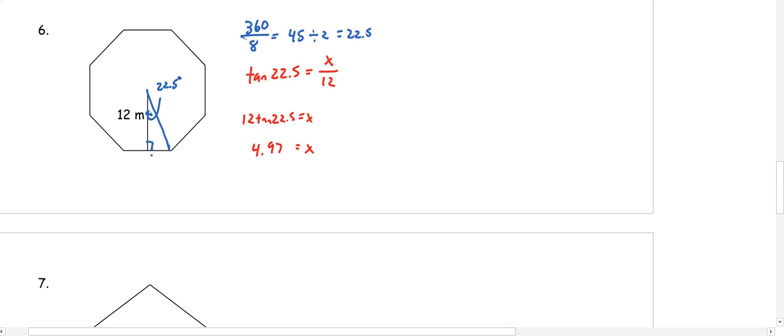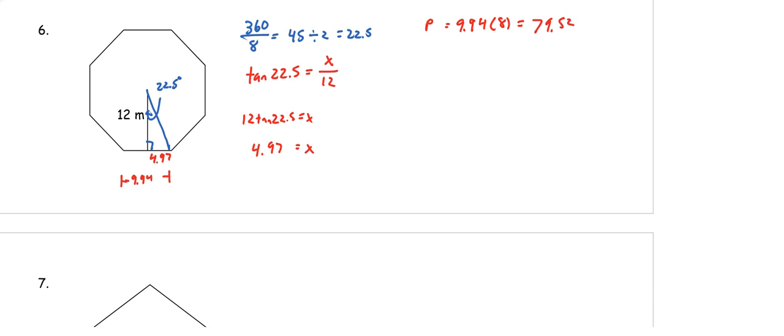So if this part is 4.97, the whole side, remember that we have to double that. So the whole side is 9.94. So to get the perimeter, remember that there's 8 sides. So 9.94 times 8 sides gets us a perimeter of 79.52.